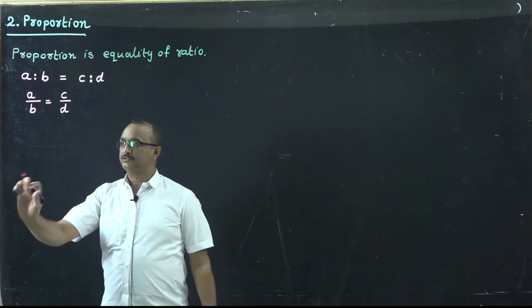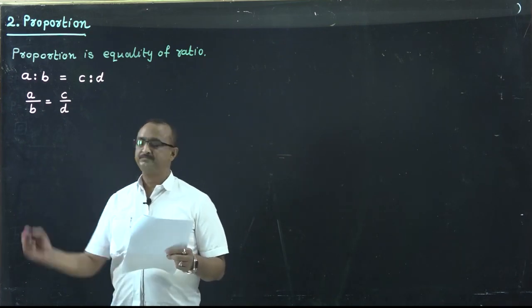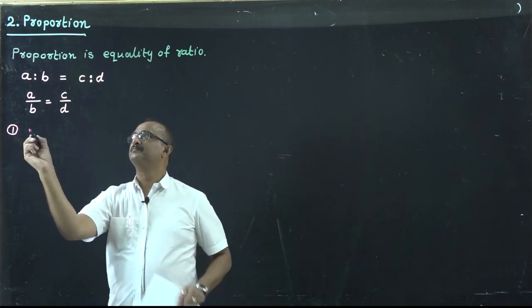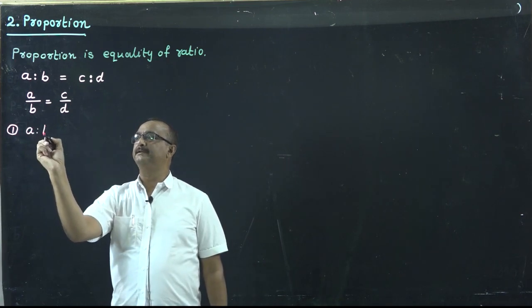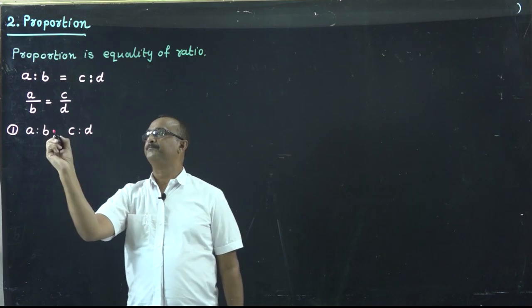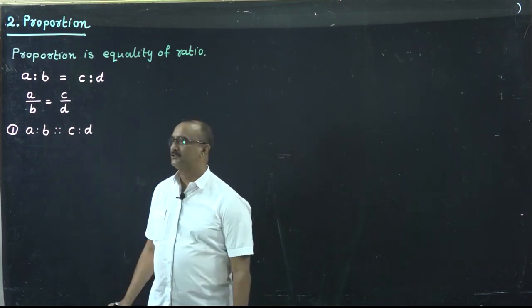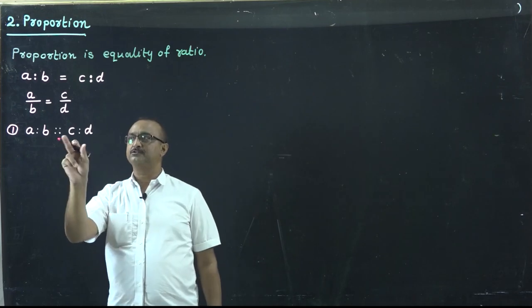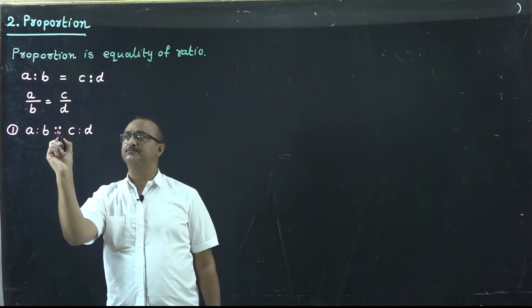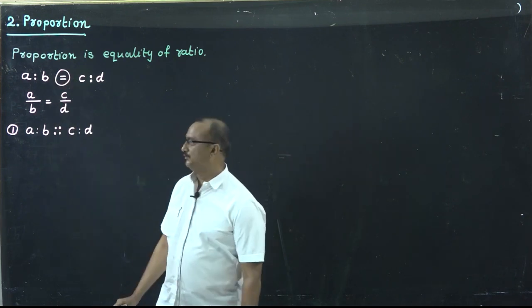Okay. So, now we are taking some technical terms used in proportion. First, if A is to B is in proportion to C is to D, it can also be represented by these four dots. It is nothing but only equal to.